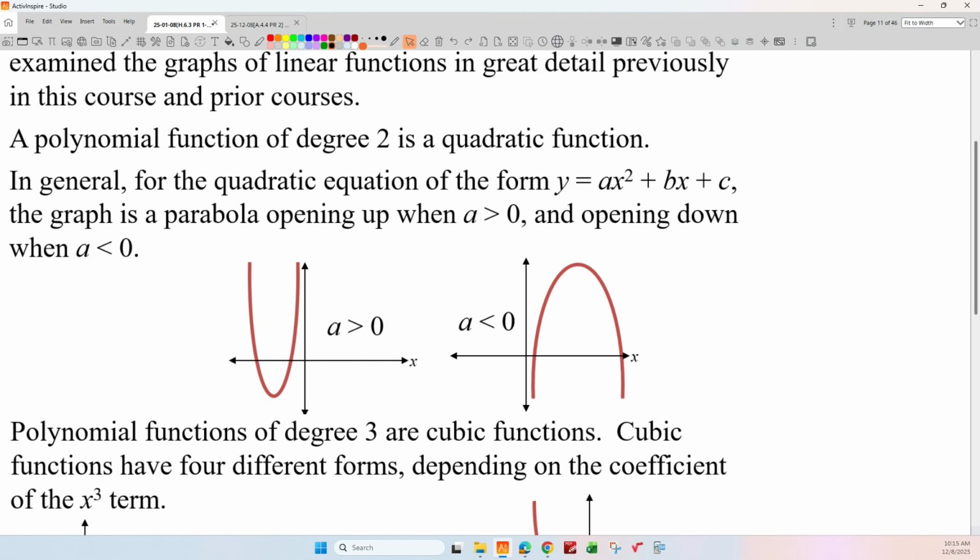Okay, so the leading coefficient then plays an important role. What does the graph of y equals 2x squared look like? Just show me with your arms what that looks like. y equals 2x squared. Yeah, it just looks like that, right?